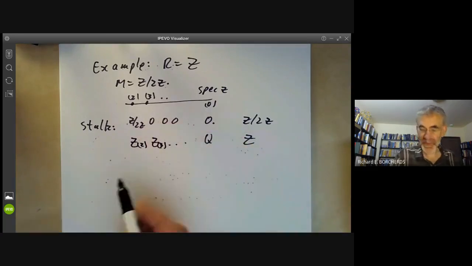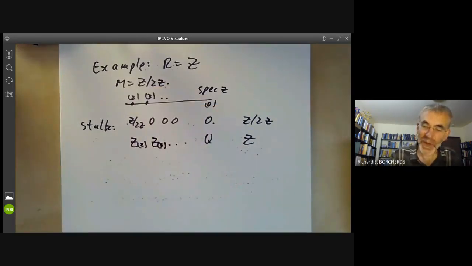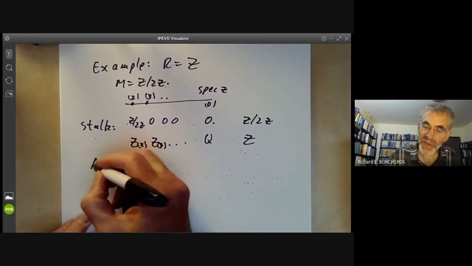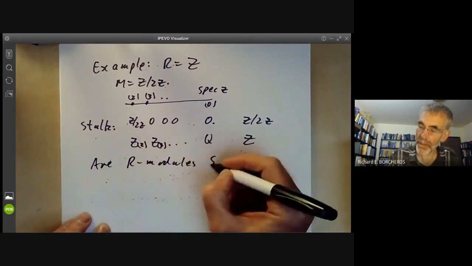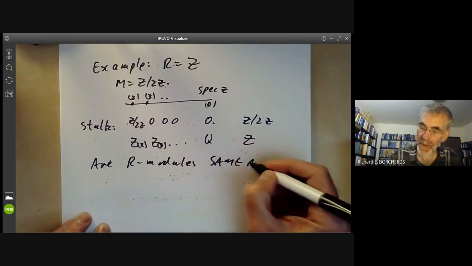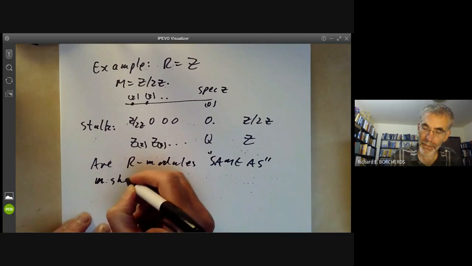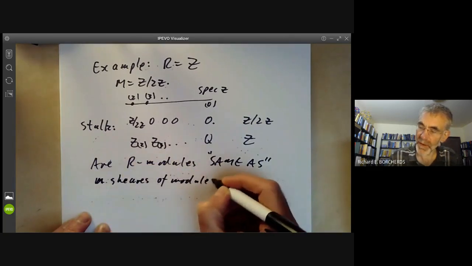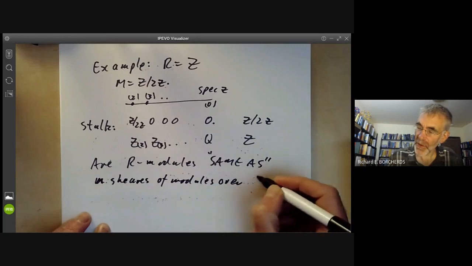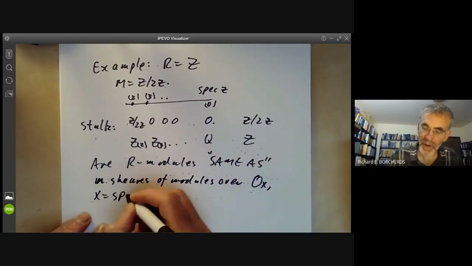So you can turn any module into a sheaf. And next we can ask, are modules the same as sheaves of modules over OX, where X is the spectrum of R?